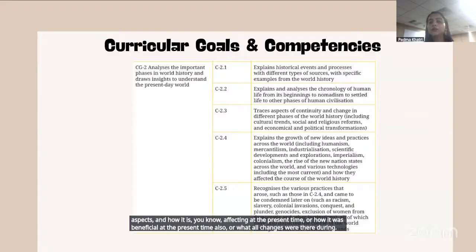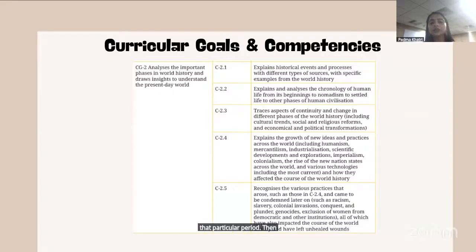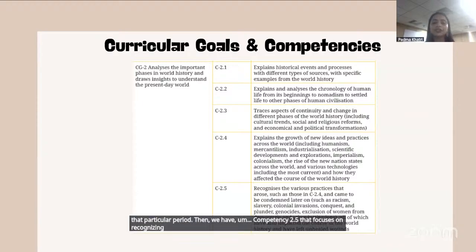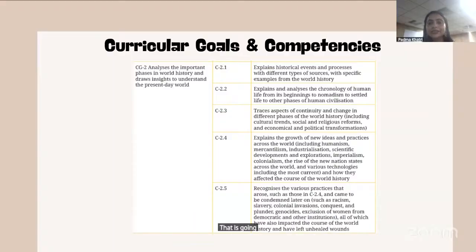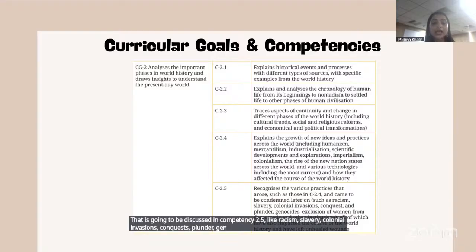Then we have competency 2.5 that focuses on recognizing the various practices that arose, such as those that we have mentioned in 2.4. So when we are talking about competency 2.4, at that point of time, what all practices arose, that is going to be discussed in competency 2.5, like racism, slavery, colonial invasions, conquest, plunder, genocides, exclusion of women from democratic and other institutions. So this is all they're going to discuss.